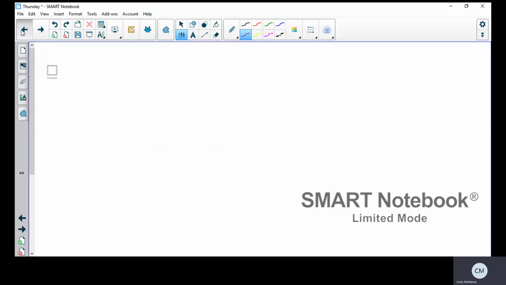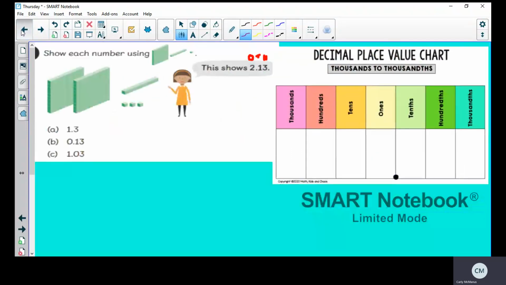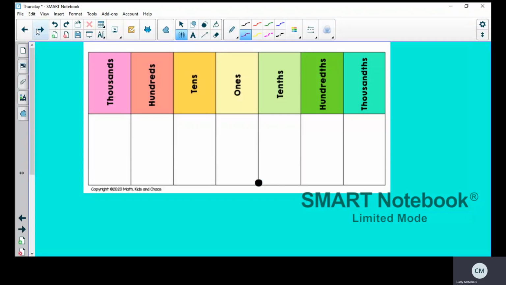So have a go at those activities. Make sure you put your place value above: ones, decimal point, tenths, and hundredths, because that's going to help you.